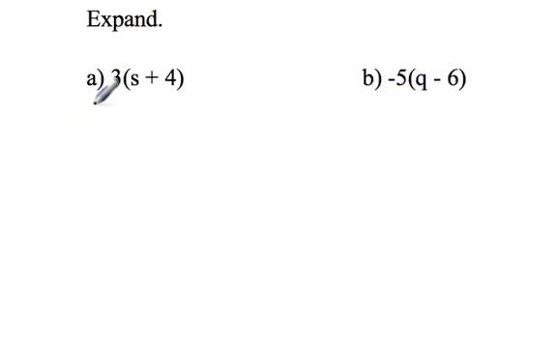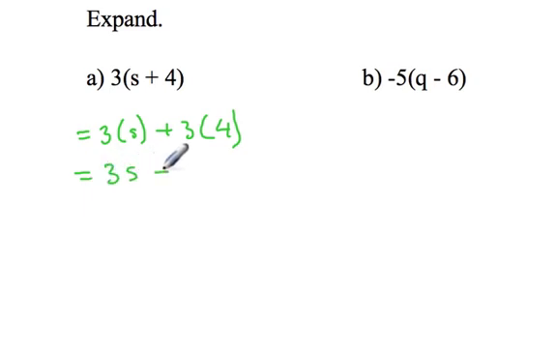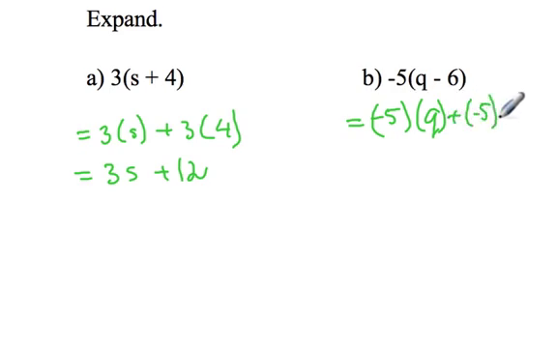So here we are asked to expand the expression. That equals 3 times s plus 3 times positive 4, equals 3s plus 12. Question B, we have negative 5 times q plus negative 5 times negative 6, and that equals negative 5q plus 30.